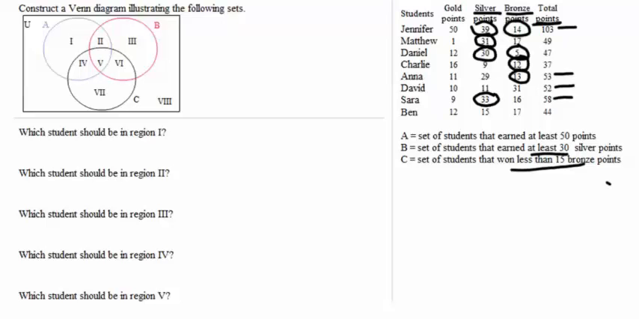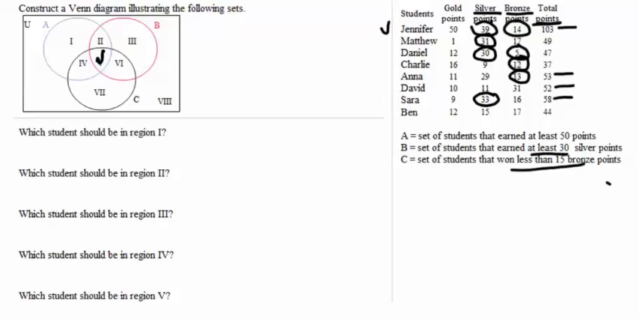The only student that looks like it fits all those criteria would be Jennifer, the top student. She has at least 50 points, she has at least 30 silver points, and she has under 15 bronze. So we're going to put Jennifer in region 5, and I'm going to mark that as a J.